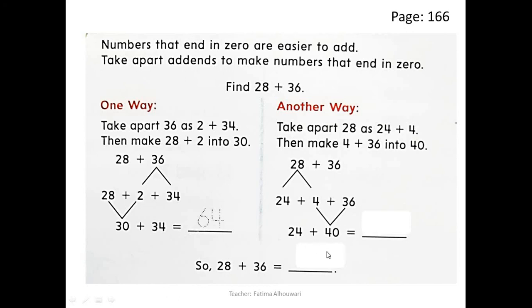Again, we will add ones to ones. 4 plus 0 equals 4 and 2 plus 4 equals 6. So the sum again is 64. Interesting. We get the same number. We get the same sum. We used two different ways to find the sum of 28 plus 36. Interesting. So we conclude that we can take apart any of these two addends to make numbers that end in 0.